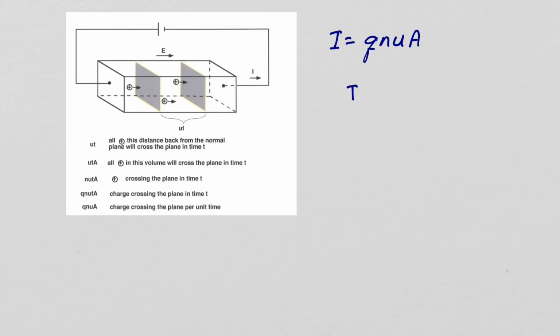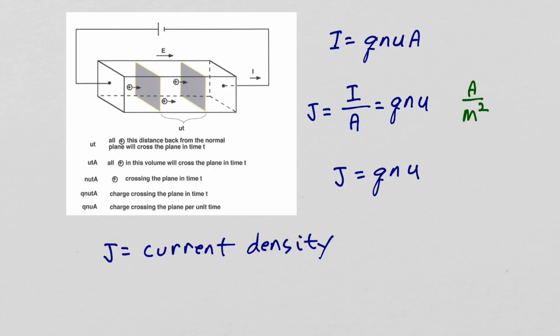Let's divide both sides of this equation by the cross-sectional area of our conductor. The unit of current is amps. The unit of area is meters squared. So the units of this I over A is amps per meter squared. That is what we're going to call our current density and give it the symbol J. Current density is something that occurs at a point in space. And the current density is flowing in the same direction as the drift velocity of the particles. So we treat current density as a vector.